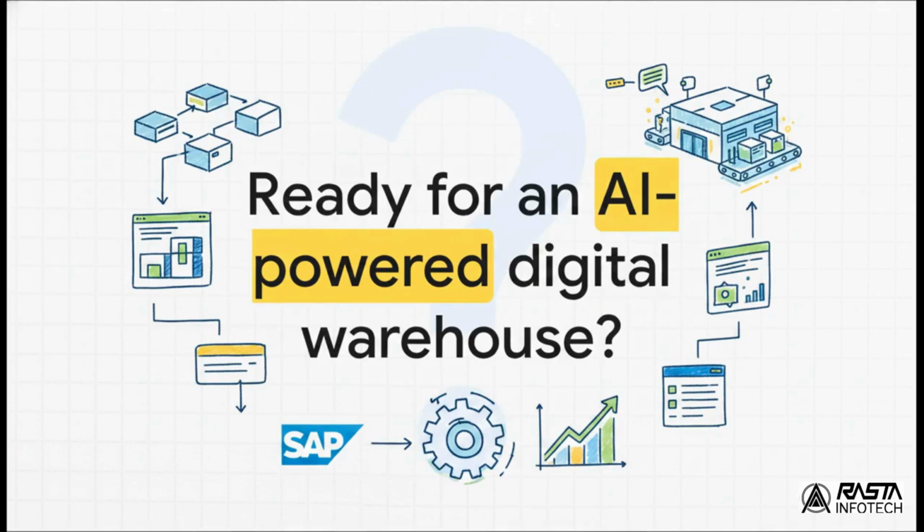And that brings us to our final thought for today. Ask yourself this: is your supply chain genuinely ready to evolve from simple logistics to an AI-powered digital warehouse? The tools, like SAP STO, are right there waiting to be leveraged. It's really up to you to take that critical step towards supply chain excellence and ensure you stay competitive in the digital era.